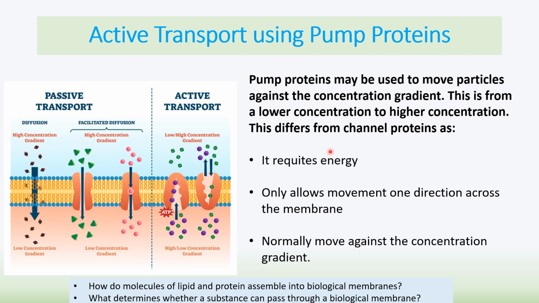It differs from the channel proteins that we've talked about before because it requires energy and only allows movement in one direction, whereas with these ones the molecules may move in both directions, here this is only happening upwards. So with facilitated diffusion, it can go in both directions. When it's active transport, this mechanism only works in one direction, as designed for that membrane. And normally it's a pump protein across, normally against the concentration gradient.